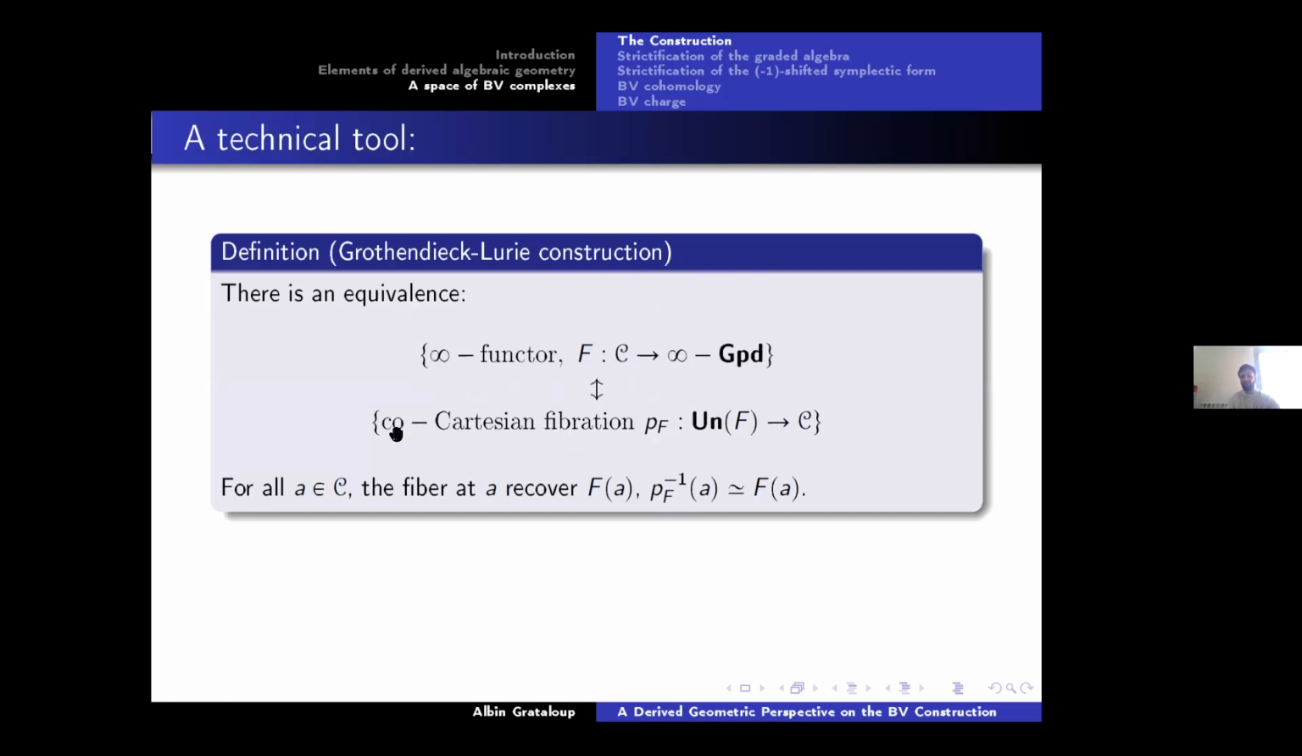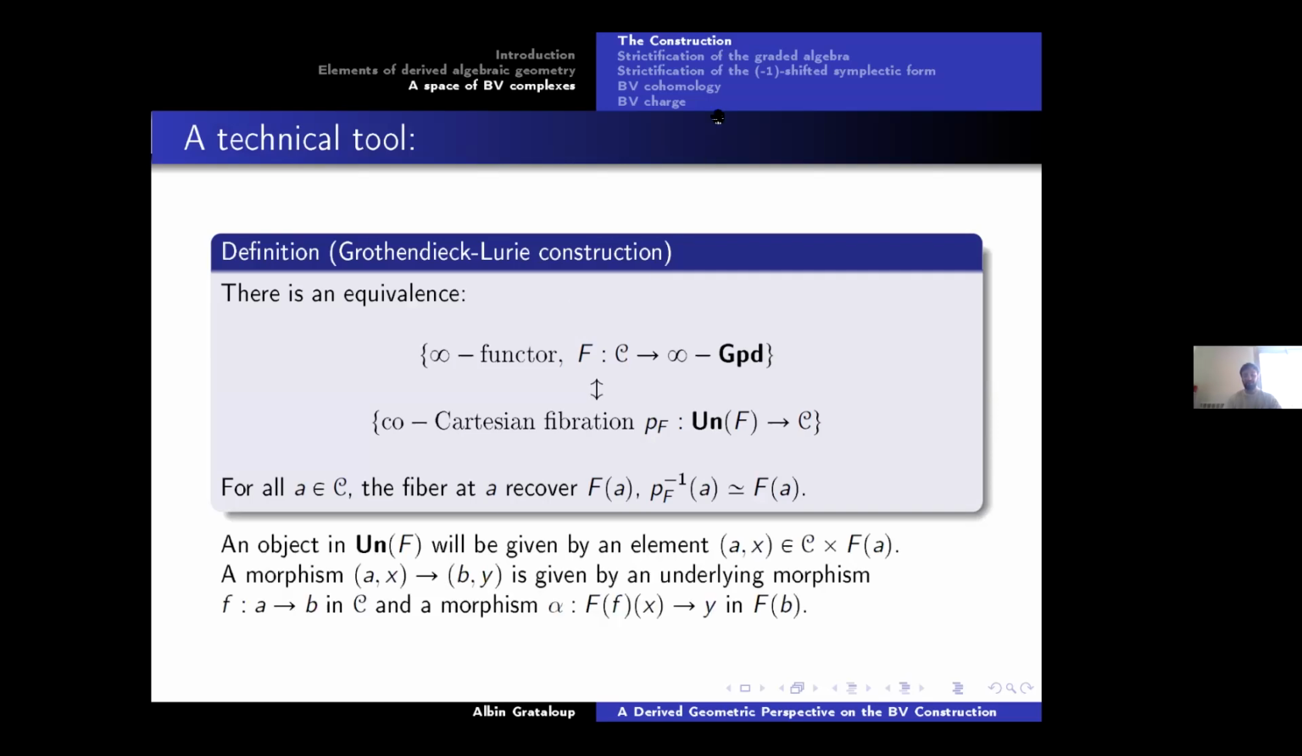And I'm going to obtain a co-Cartesian fibration, whatever that means. What I'm going to be interested in is, from some new infinity category to C. And this is the category that I'm going to be interested in, and I'm going to try to describe it a little bit. So how to describe it: objects are going to be given by a pair of some point A.